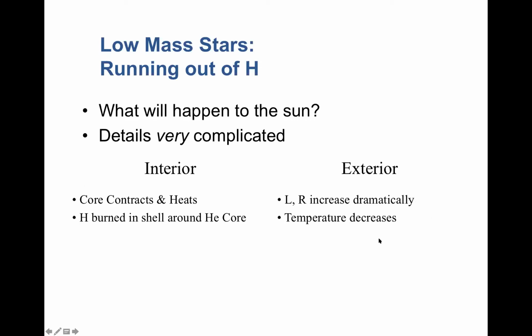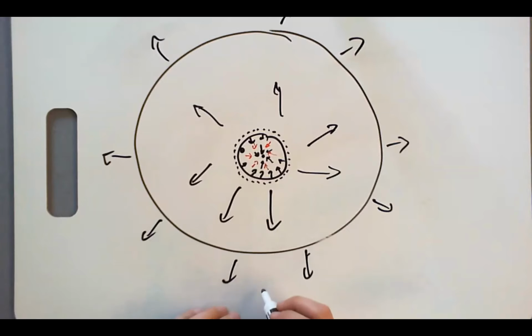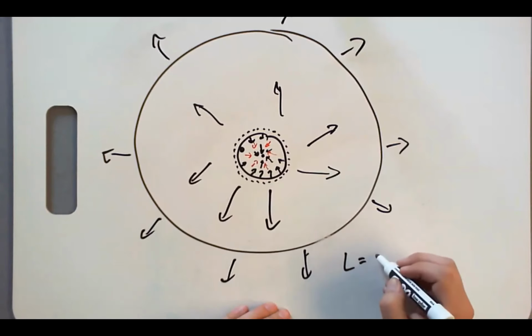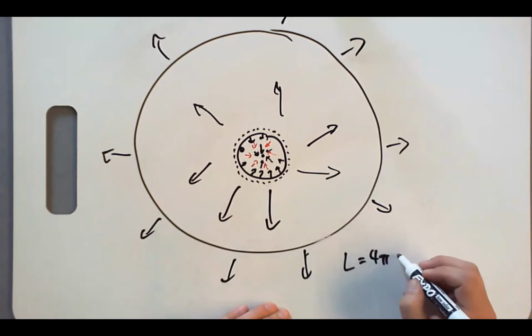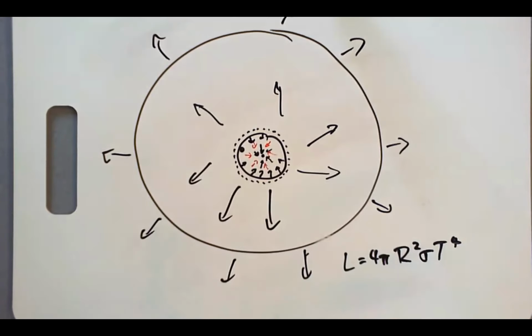The last thing on this slide to think about is the temperature decreasing. Let's try to think about why that is. It's not obvious. If you remember our luminosity formula, here's our star again. Luminosity equals some constants times the radius squared times the temperature to the fourth. So as this star gets more luminous and larger, it's not obvious what happens to the temperature, because both of these are going up. The temperature could either go up or down.